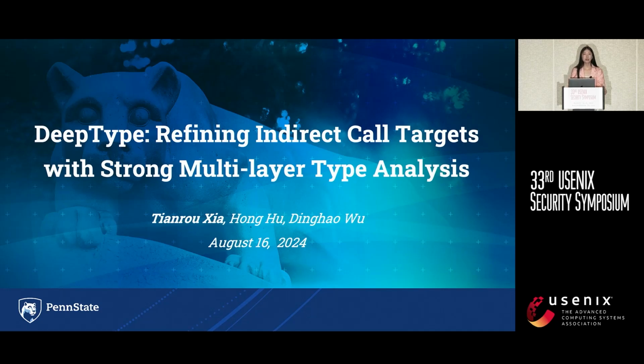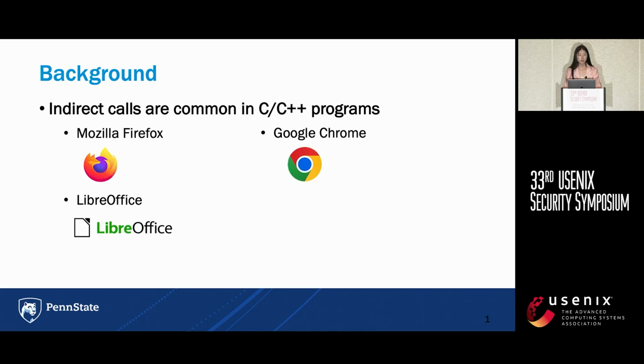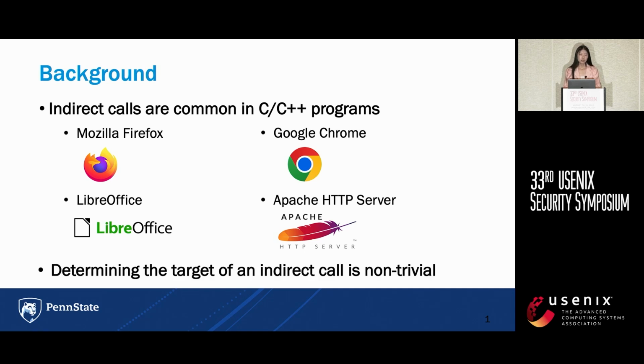Today, I will present our work, DEEPTYPE, refining indirect call targets with strong multi-layer type analysis. Indirect calls are commonly used in C, C++ programs, such as Firefox, Chrome, LibreOffice, Apache HTTP server, and many other applications we use daily. Determining the target of an indirect call is non-trivial, considering the wide use of indirect calls and its importance in program analysis and security analysis.